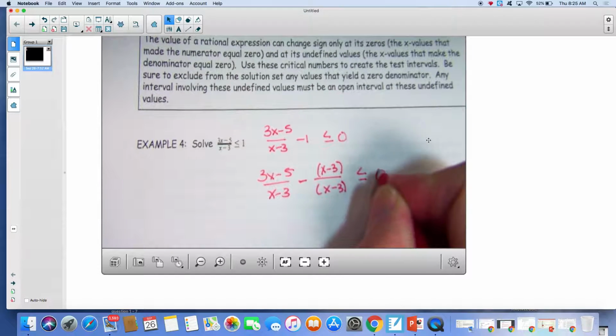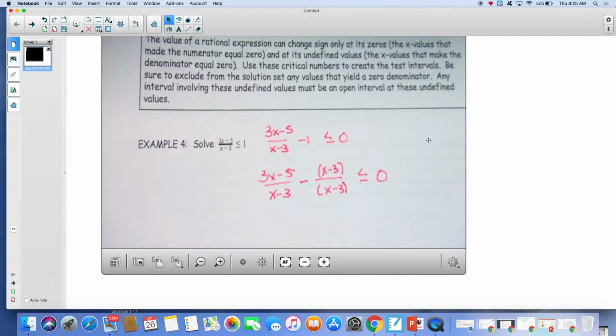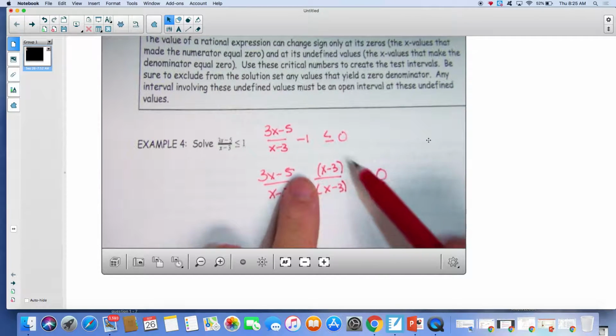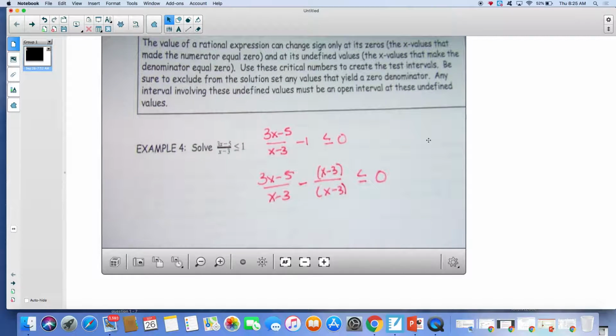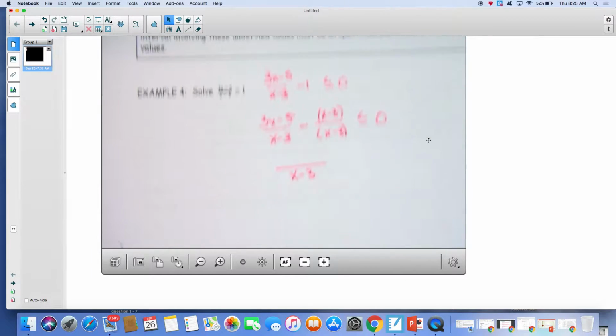Less than or equal to 0. Is x minus 3 divided by x minus 3 equal to 1? Yeah, it's 1. It's the same. It's some number, the exact same number divided by itself. It's 1. And now, when we add or subtract fractions, the denominator doesn't change.